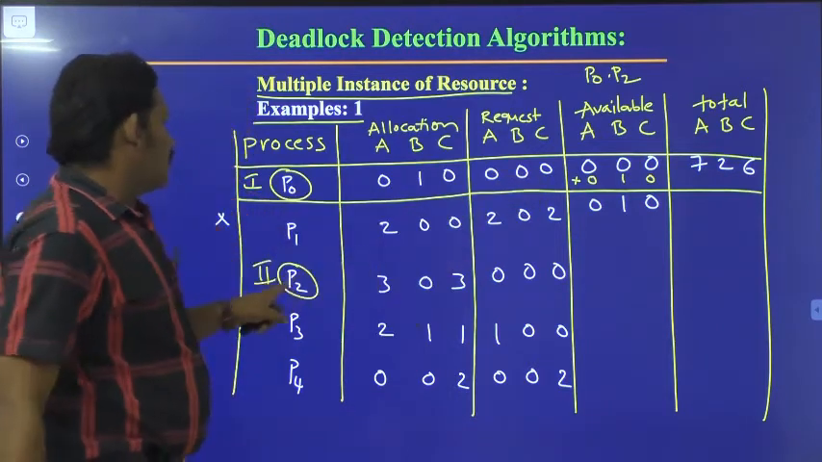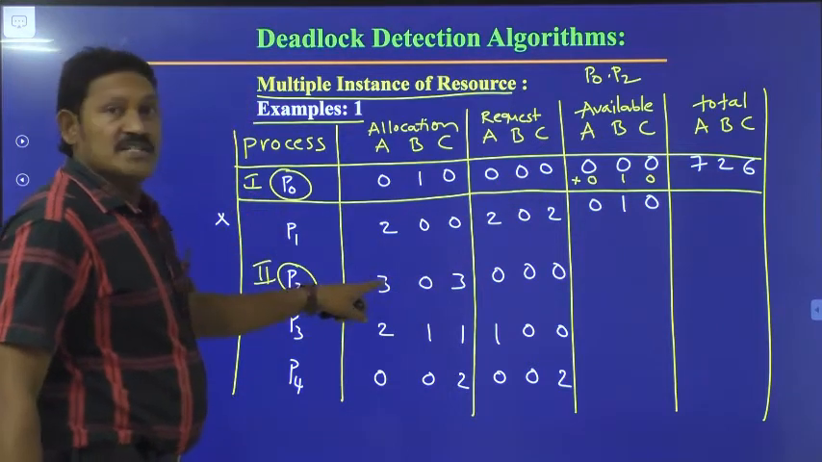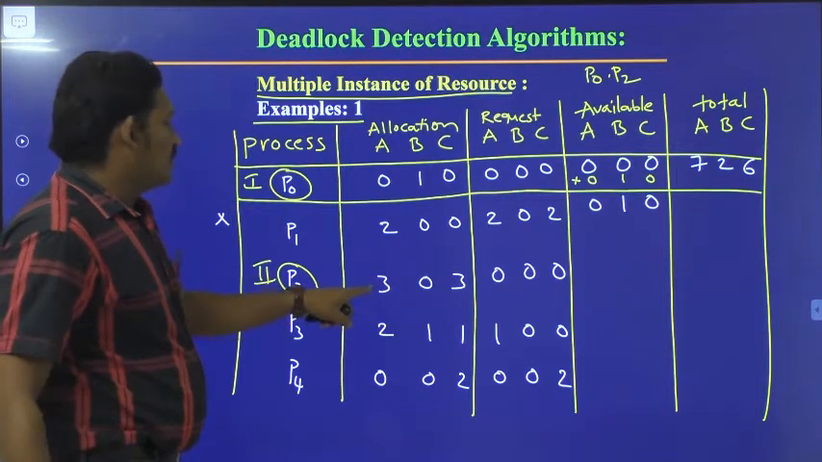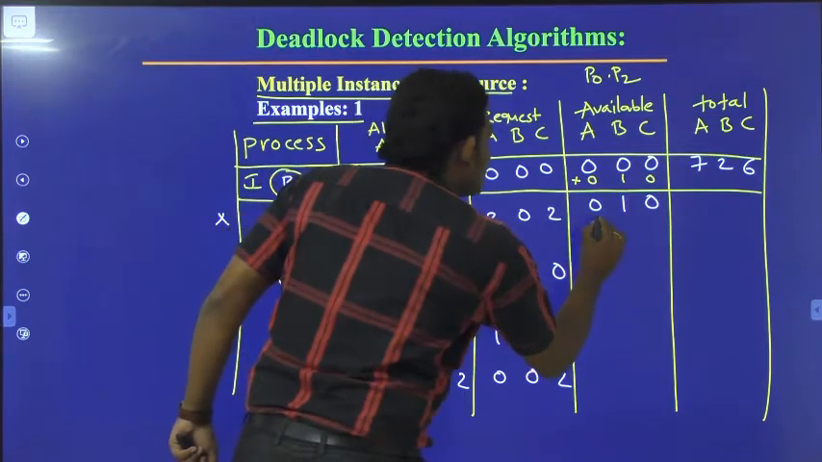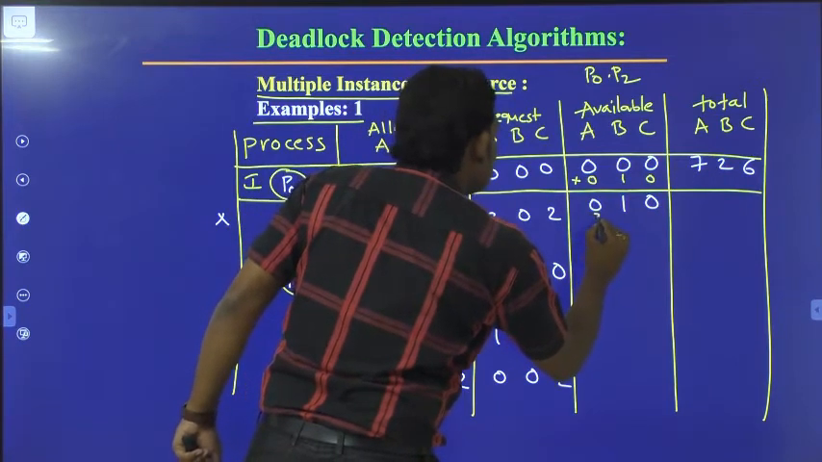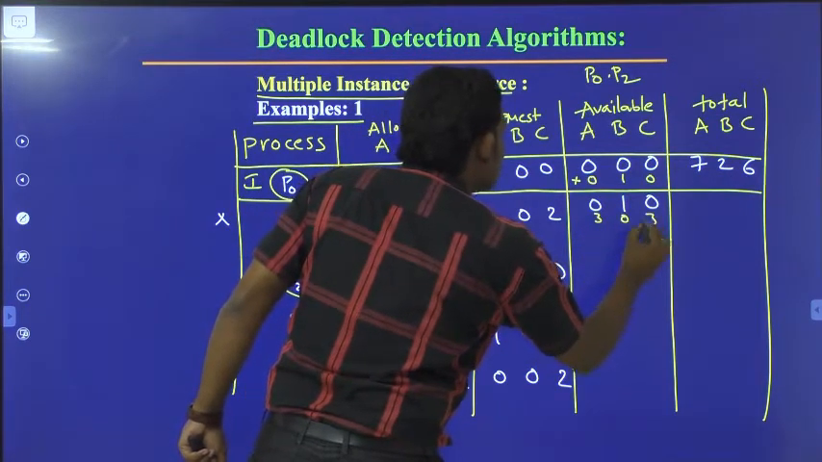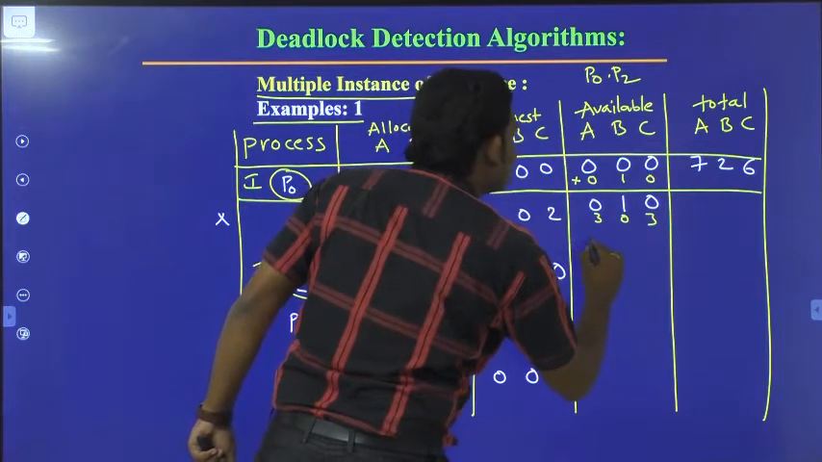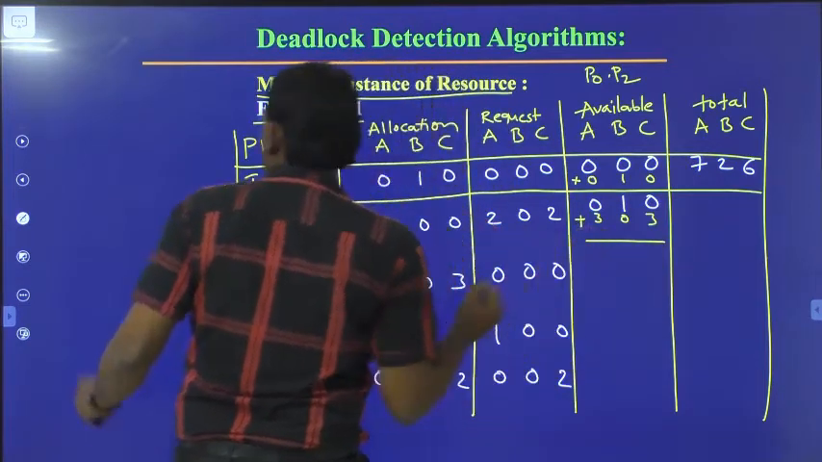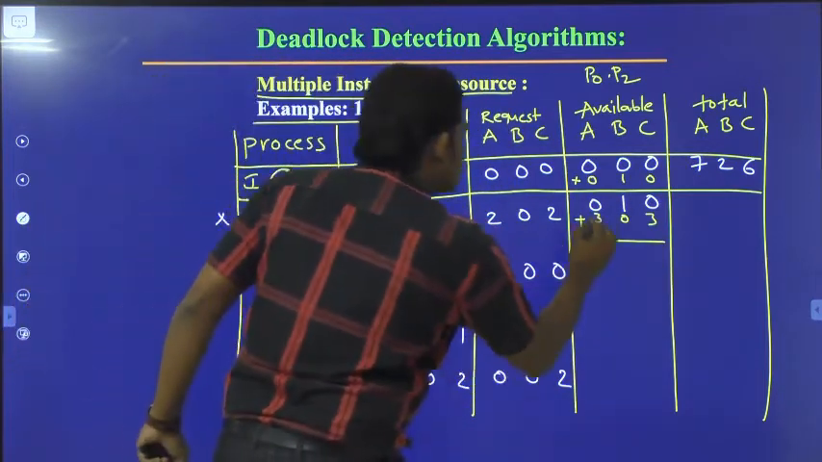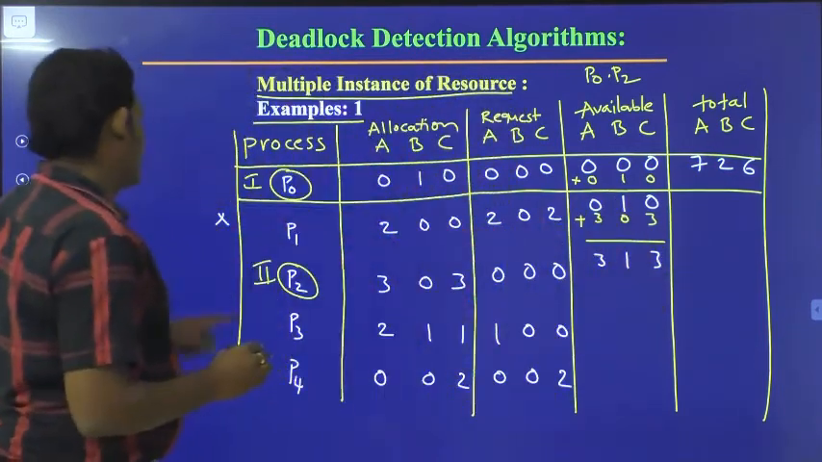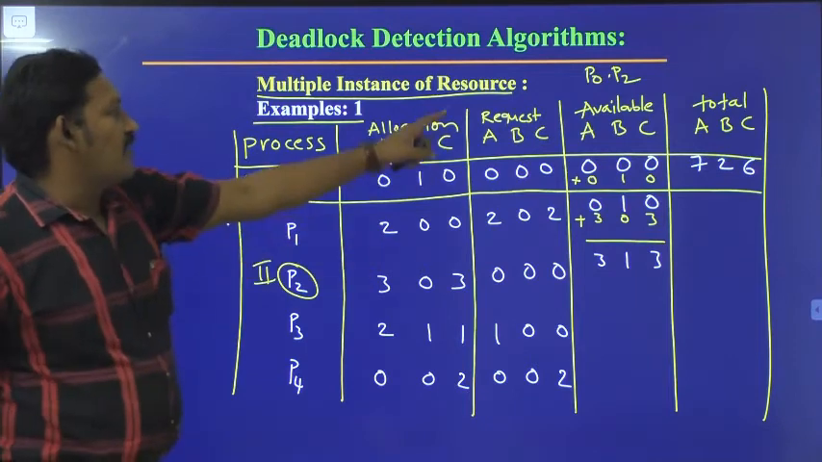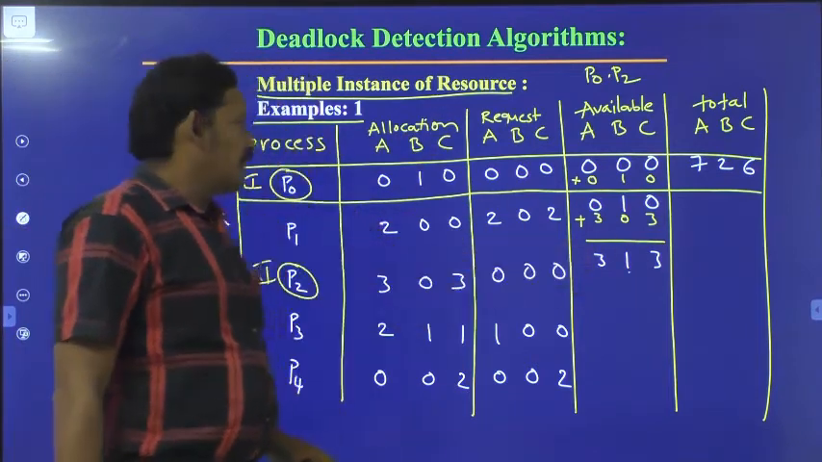When we execute P2, its allocated resources will be released. So 3, 0, 3 will be released and added to the available. That gives 3, 1, 3. This was executed, and now the available resources are 3, 1, 3.